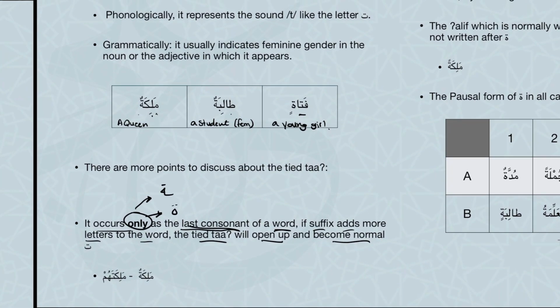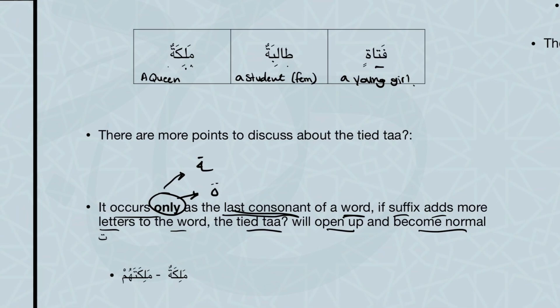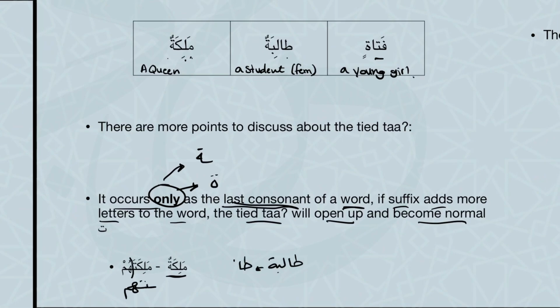So let's see how this phenomenon happens when something is added to it. It's the same concept as with alif maqsura, where the alif regains the normal shape. Here, look at the word malikatun. If I add this suffix here, the ta has opened up and become like a normal ta, but it's joined on both ends. So basically, malikatuhum, their queen. Same thing if we apply this to taliba. So if I write taliba, and I conjugate it for طالبتهم.